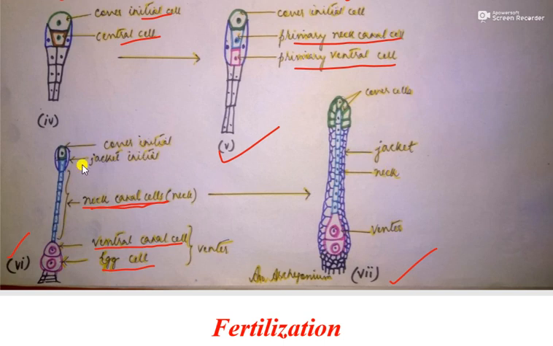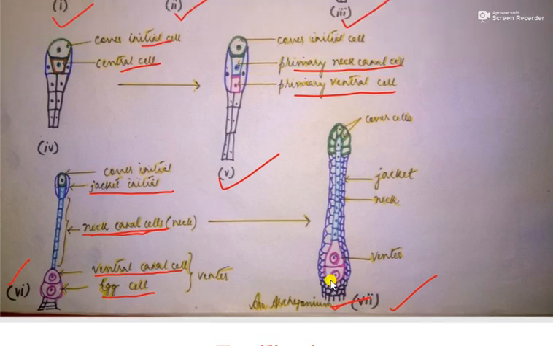What remains? This jacket initial remains, right? The jacket initial, by anticlinal and periclinal divisions, forms the jacket. The archegonial jacket is formed by this jacket initial by anticlinal and periclinal divisions, and this black colored portion will contribute to the stalk of the archegonium. So this was about the development.